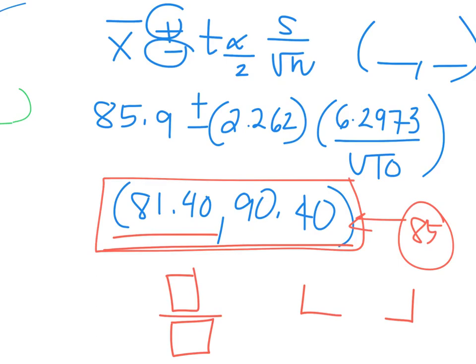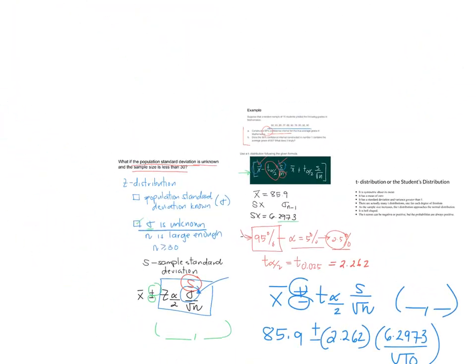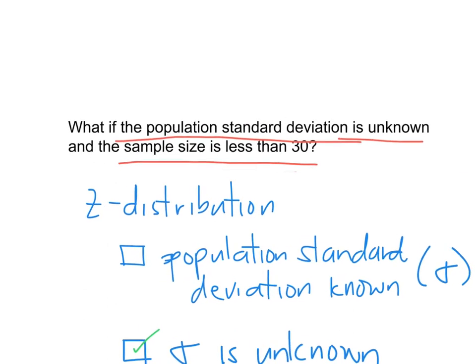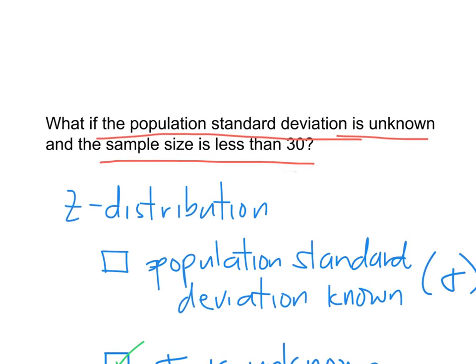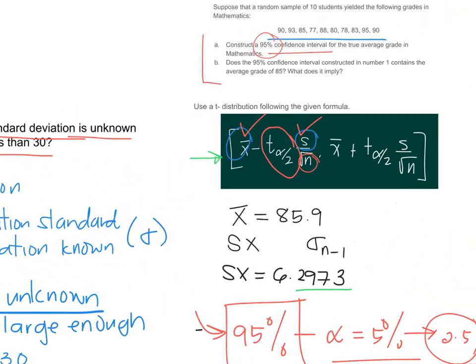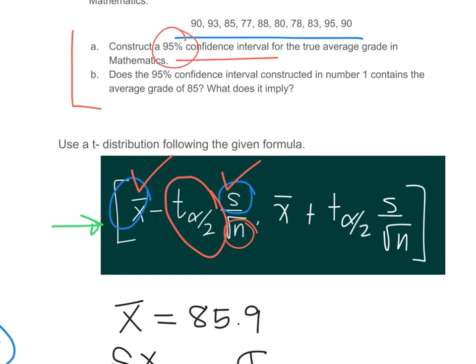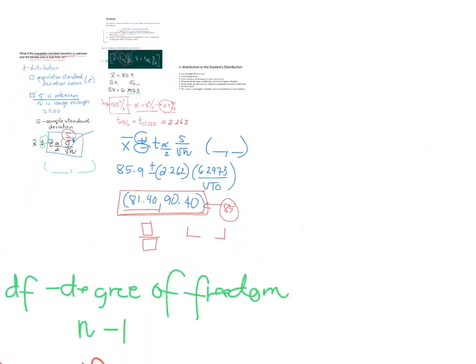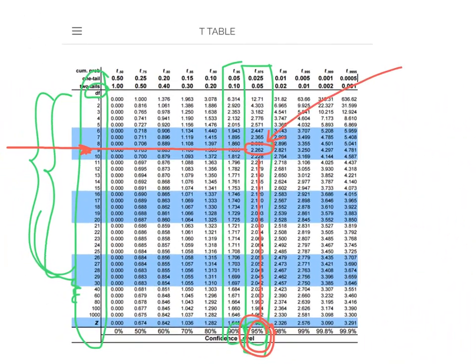Okay, so again, the key ideas in this video is that when the population standard deviation is unknown, first, you could still use the z-distribution provided that the sample size is large enough, that is, when the n is greater than or equal to 30. But when the population standard deviation is unknown, and at the same time the sample size is less than 30, then we can no longer use the z-distribution, and instead we have to use a t-distribution using the new formula and also using a new table, and that is a t-table.